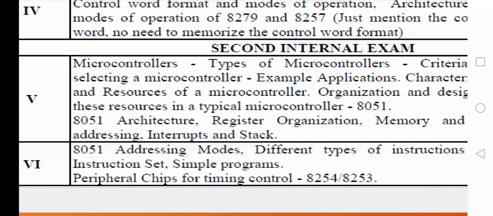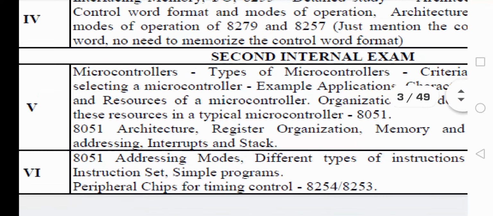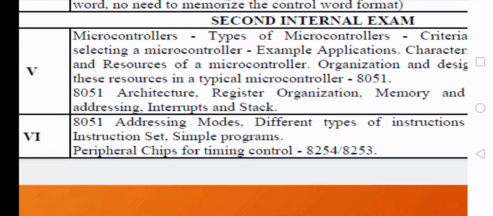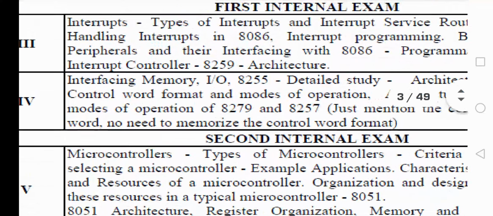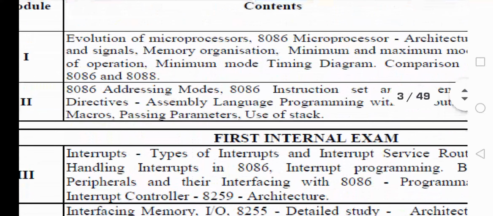In the fifth module, we will be studying some basic concepts regarding microcontrollers. The general information regarding microcontrollers will be studied in the fifth module. And here also we are going to focus on a specific microcontroller which is 8051. The details about this 8051 microcontroller will be studied in the fifth module. In the sixth module, we will be studying how we can write programs for a particular microcontroller in order to do some specific task. Okay, so this is an overview of the various modules of your syllabus.